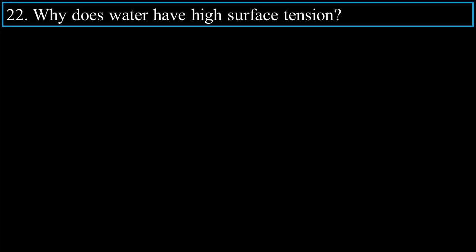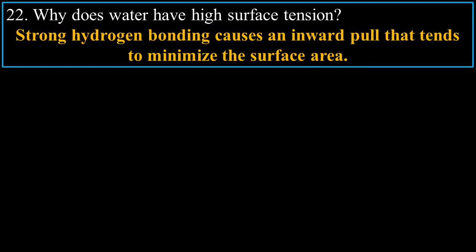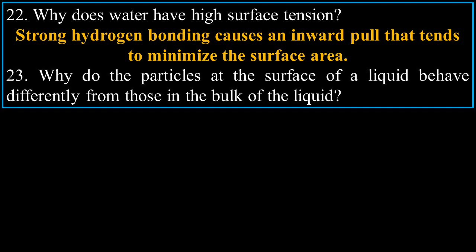Why does water have high surface tension? Because of hydrogen bonding. Because of hydrogen bonding, it has high surface tension. The water molecules form this netting. Strong hydrogen bonding causes an inward pull that tends to minimize the surface area. It's like walking on a net. The bonds create this netting throughout the water solution, and it holds everything together quite well.